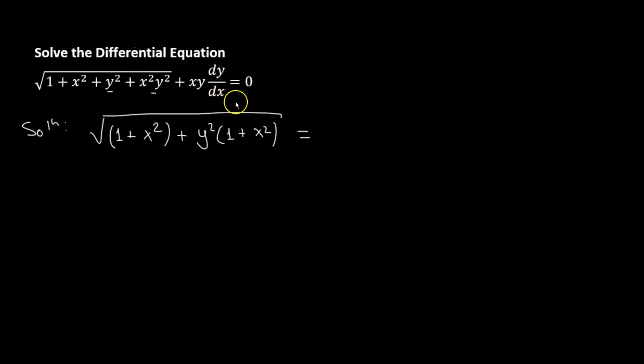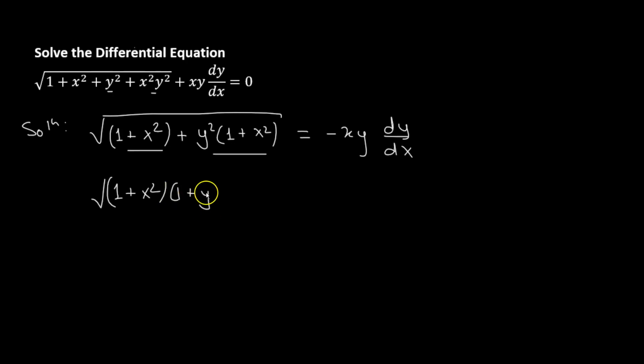equals to, we'll take xy times dy over dx to the right hand side, so that gives us negative xy times dy over dx. This is equals to square root of 1 plus x squared. This will be treated as the common factor from the first term and the second term, which will get multiplied to 1 plus y squared. So we can also cross multiply with dx.